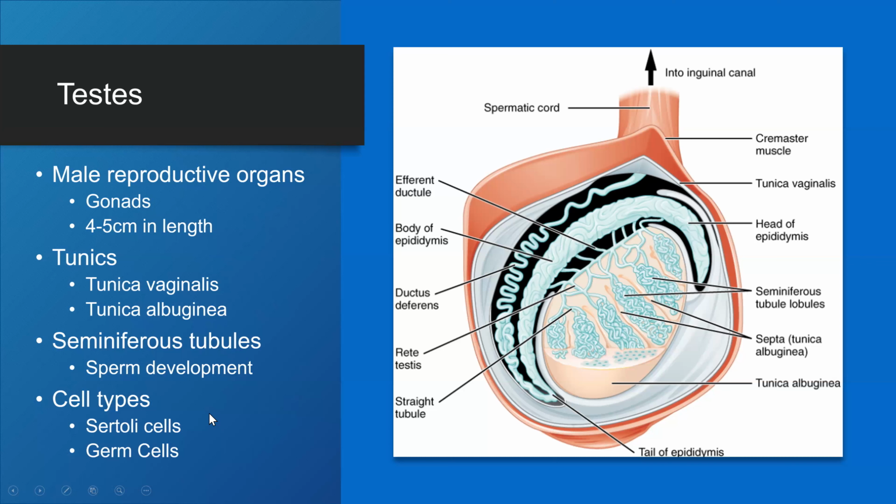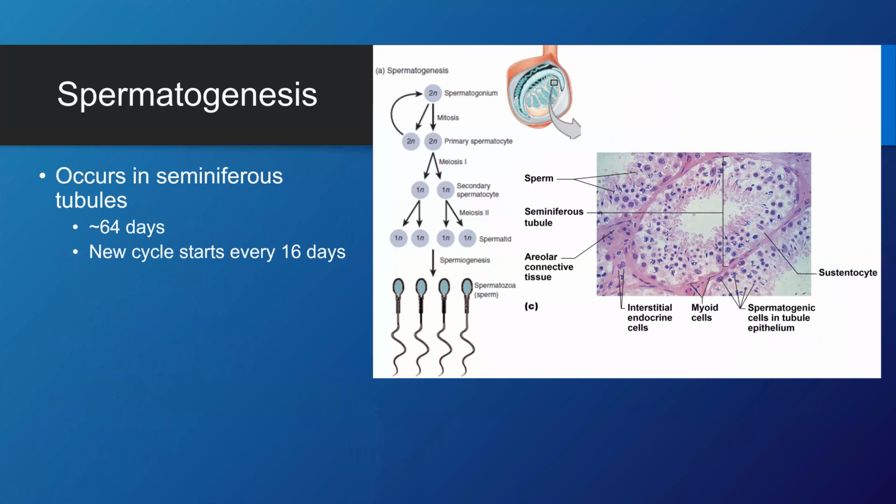Inside the seminiferous tubules, we have several types of cells, two of them being Sertoli cells and germ cells. So over here, you can see these bigger cells with a bigger nucleus. Those are Sertoli cells or sustentocytes. And then we have cells that are called spermatogenic cells, and those are the ones that will divide and then develop into sperm.